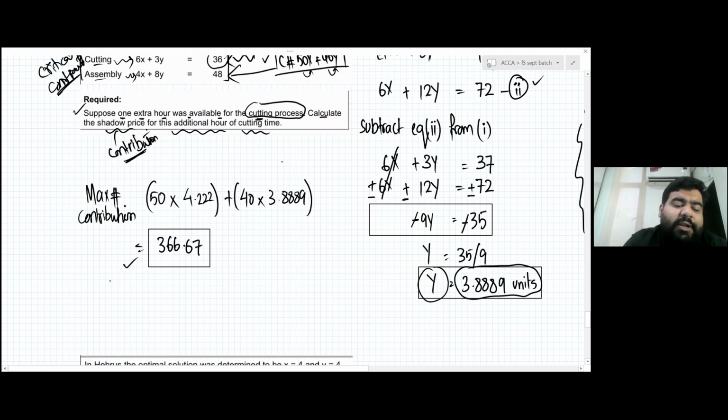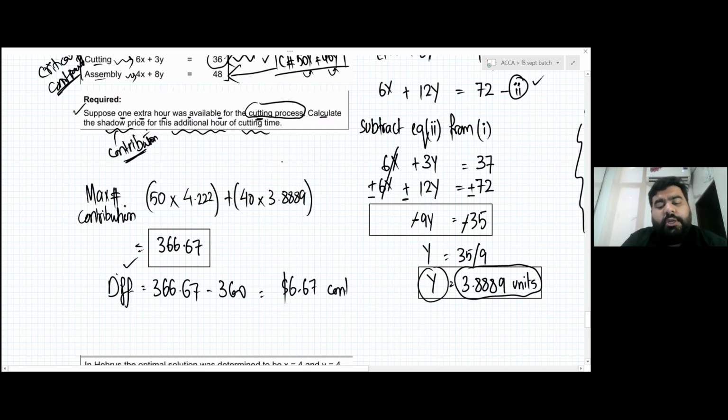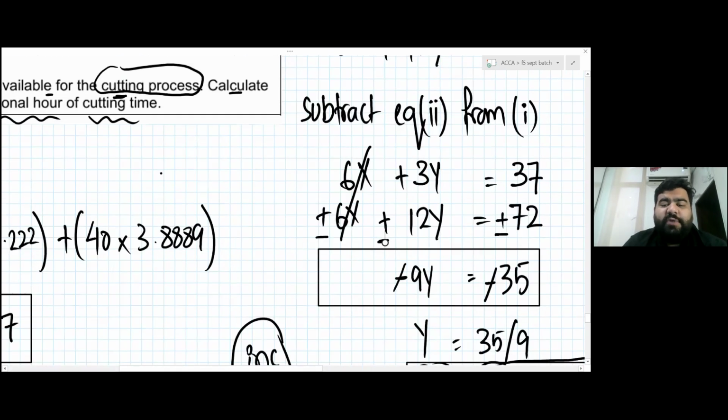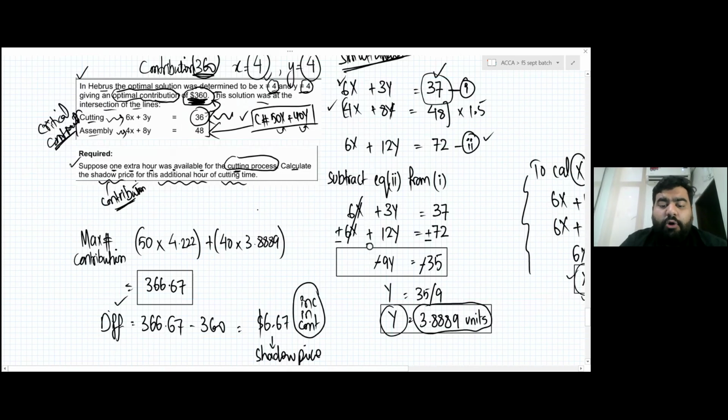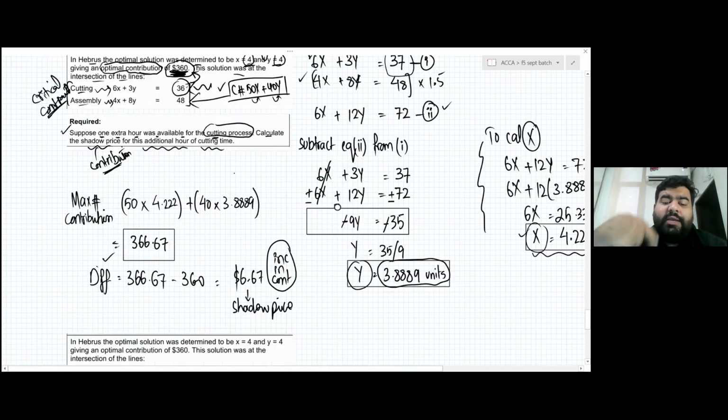366.67. So we'll take the difference of both contributions. New contribution 366.67 minus old contribution 360. It will be $6.67, the increase in contribution. And the increase in contribution is actually the shadow price. So shadow price is the increase in contribution by increasing 1 unit of resource. We have increased the cutting department by 1 unit, made it 37, and accordingly we have calculated the contribution. So the increase in that contribution is the shadow price.